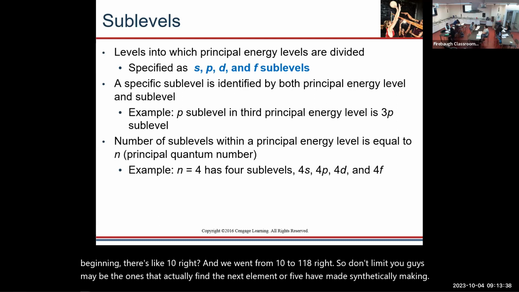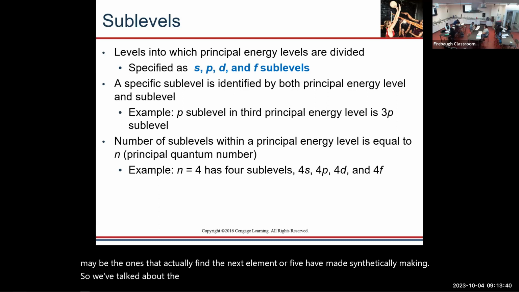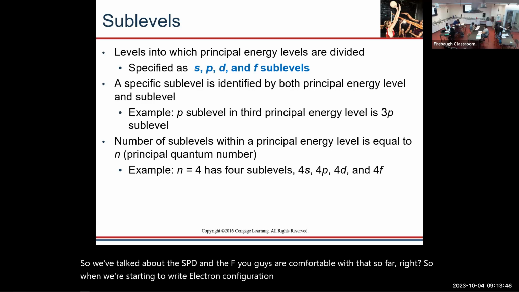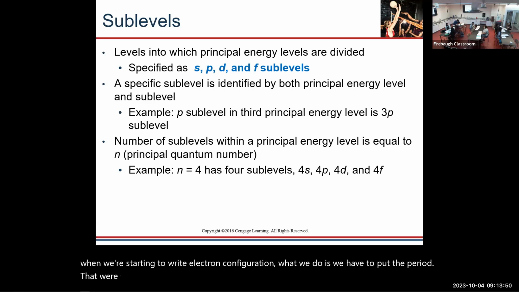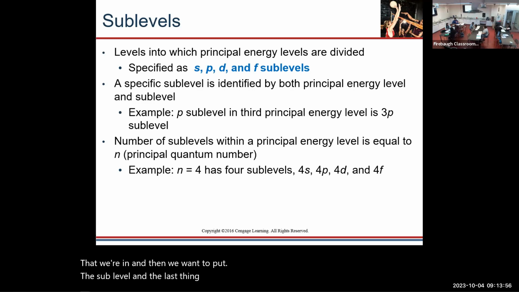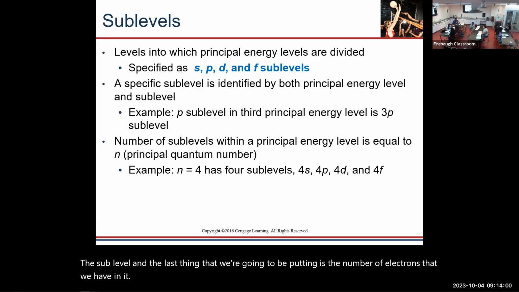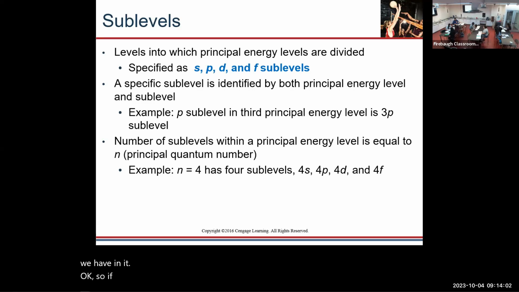So we've talked about the s, the p, the d, and the f. You guys are comfortable with that so far, right? So when we're starting to write electron configuration, we have to put the period that we're in, and then we want to put the sublevel. And the last thing that we're going to put is the number of electrons that we have in it.